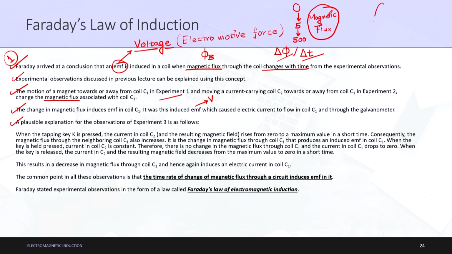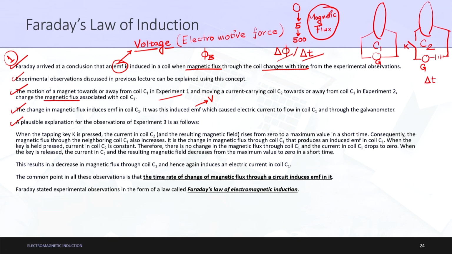In experiment 3, again there was a coil C1 and a coil C2. Coil C1 was connected with a galvanometer, let us say G, and this time C2 was also connected with a battery, but there was an additional thing: a tapping key. When the tapping key K is pressed, the current in coil C2 rises from 0 to its maximum value in a short time. Let us say that short time is delta t.